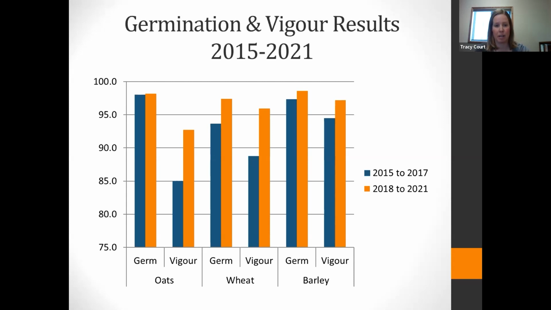We did see germination fall. It matches up with Vigour fairly well, and I do think this is probably disease related, as I mentioned earlier. And then once again, barley seems very, very consistent. Germination and Vigour seem high every year.